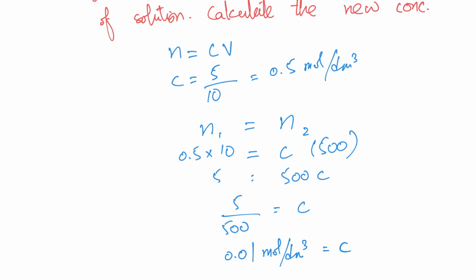So in concentration, you have three things. You have moles per dm cube, which is molarity. You have grams per dm cube, which is normality. And you have dilution, in which the moles remain the same.